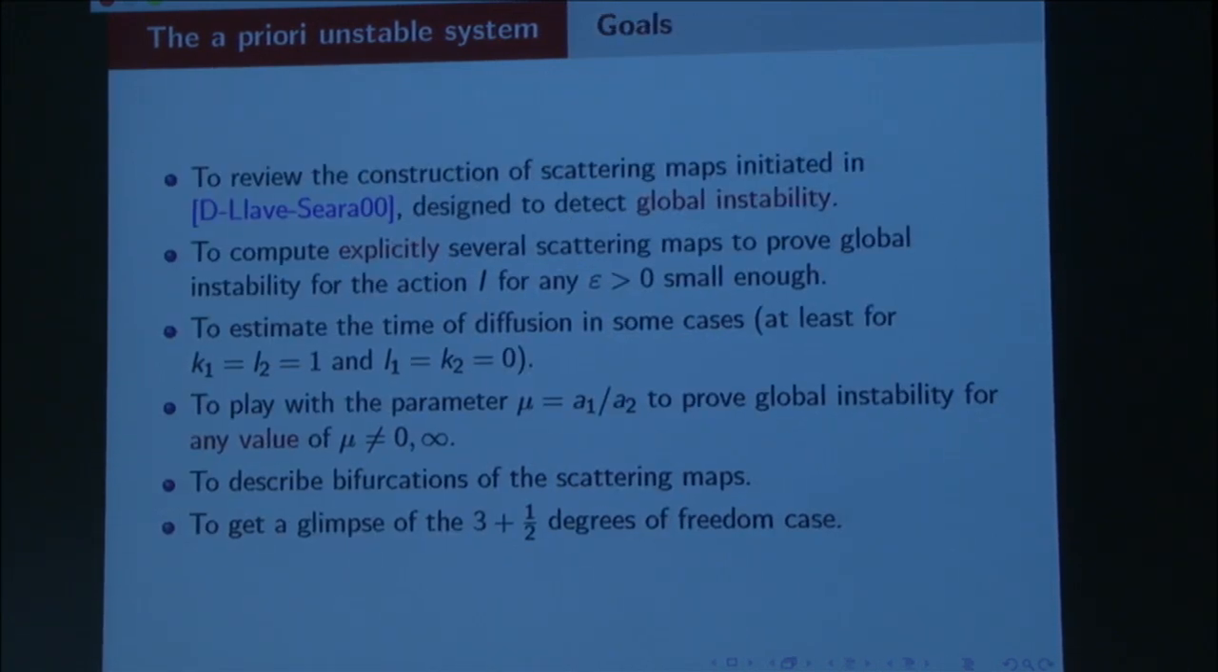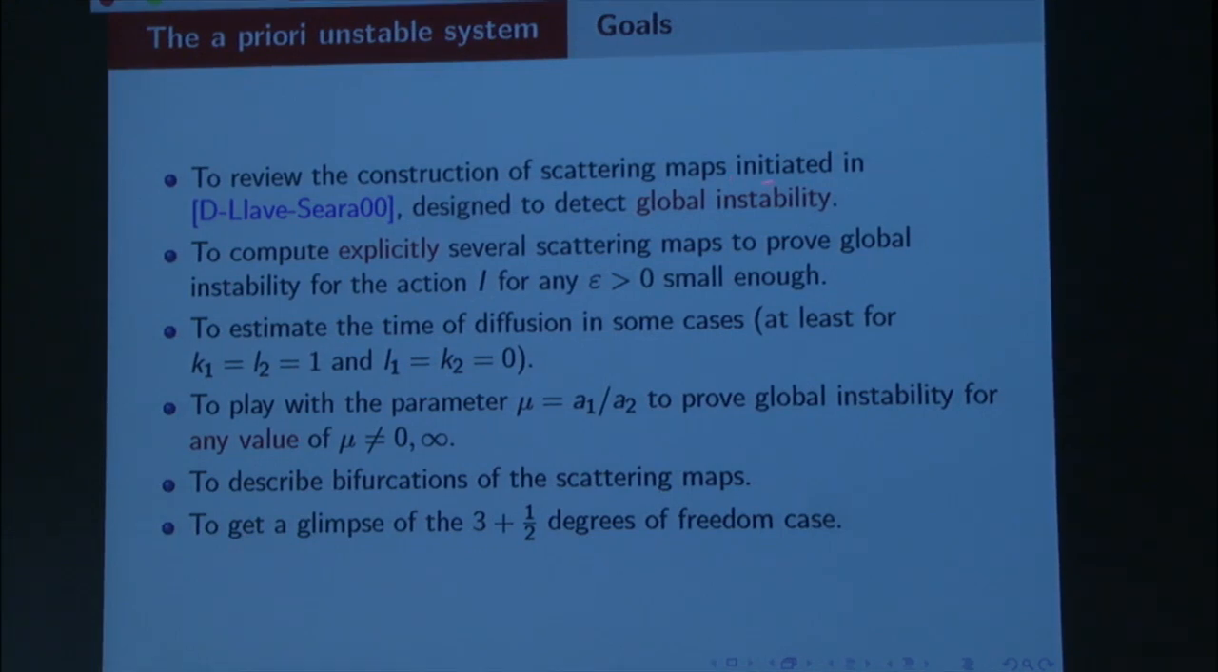So what I'm going to do is to speak about the scattering maps. I will construct the scattering maps, I will compute them, and I will try to show you how many of them we have, which ones are useful, which ones can produce diffusion with more speed or not, etc. And combining several scattering maps with something called the inner dynamics, it will be possible to detect global instability.